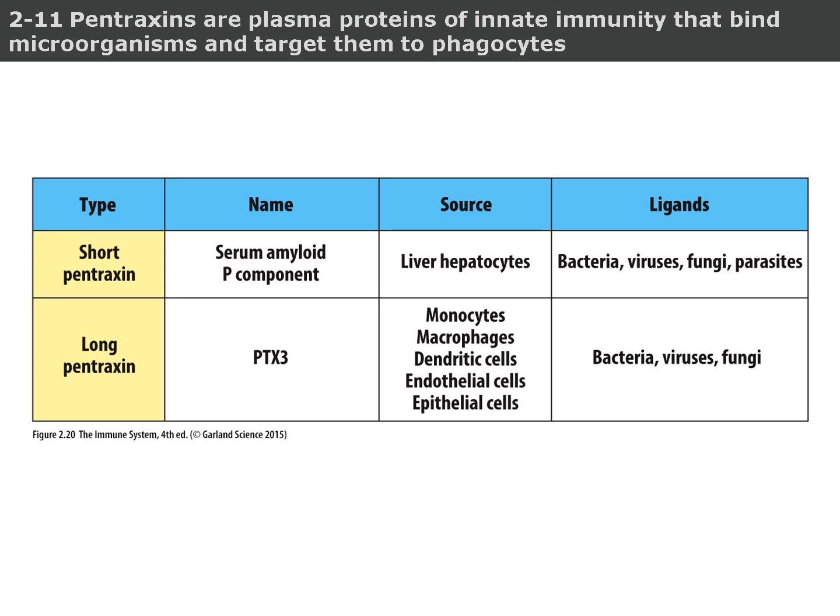In contrast, the long pentraxin PTX3 is synthesized by a more diverse set of cells, including monocytes, macrophages, dendritic cells, endothelial cells, and epithelial cells. PTX3 shares similar ligand specificity with the short pentraxin, but is limited to binding bacteria, viruses, and fungi. Together, these pentraxins act as soluble pattern recognition molecules, bridging the gap between pathogen detection and phagocytic clearance, thus enhancing innate immunity.